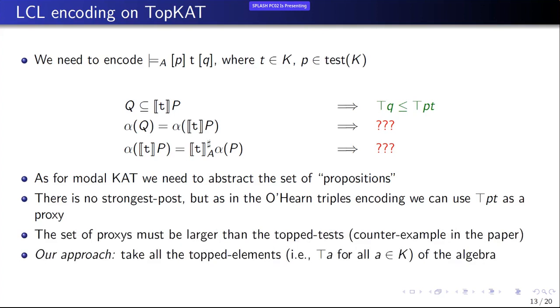Again, we have another problem, which is: in which domain do those proxies live? And in general, they're not the set of all the top tests. And by top test, I mean the set of all tests in which we prefix the test with the top. And we have a counterexample for this in the paper. So we take a very straightforward approach and we prefix the entire algebra with a top element. And so we obtain this very big set. This is, of course, a very coarse approach, but an initial approach, I would say.